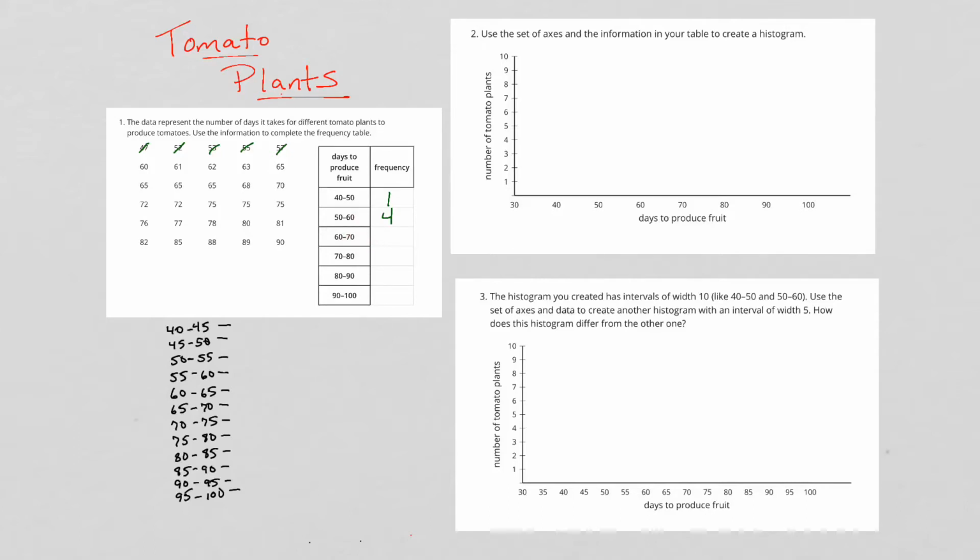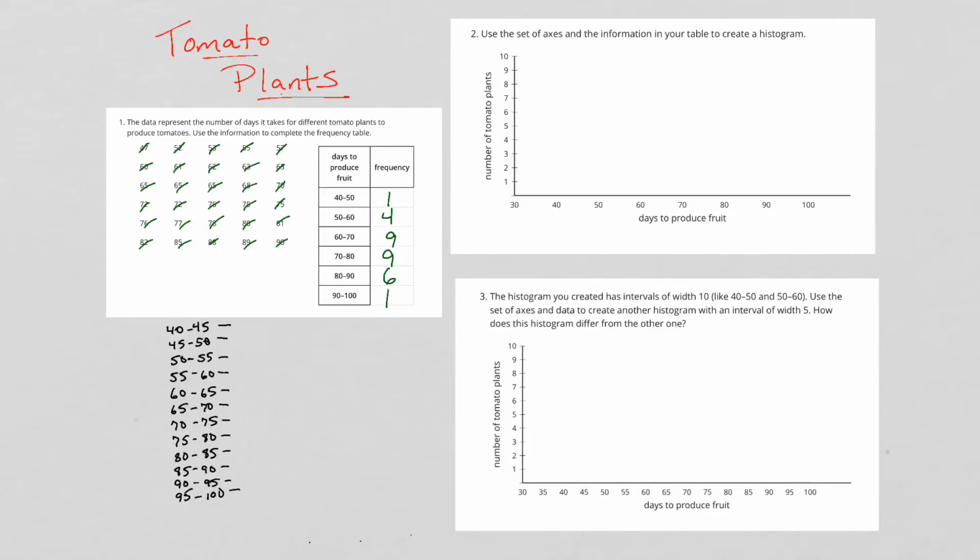Alright, 60 to 70, we have 1, 2, 3, 4, 5, 6, 7, 8, 9. From 70 to 80, 1, 2, 3, 4, 5, 6, 7, 8, 9. Again, from 80 to 90, 1, 2, 3, 4, 5, 6. And then from 90 to 100, we just have the one piece of data.